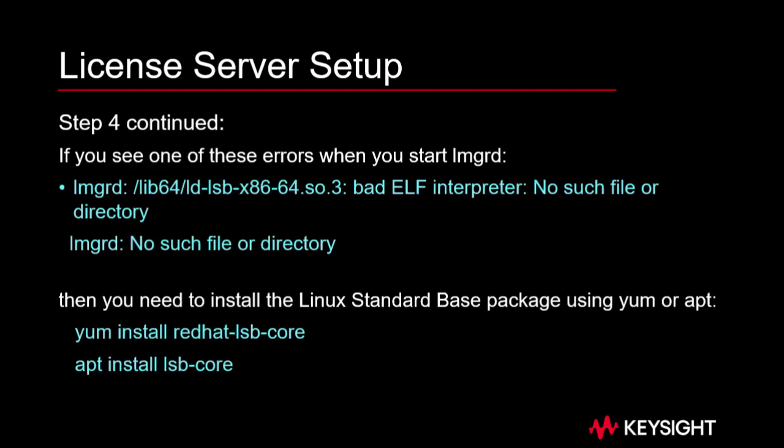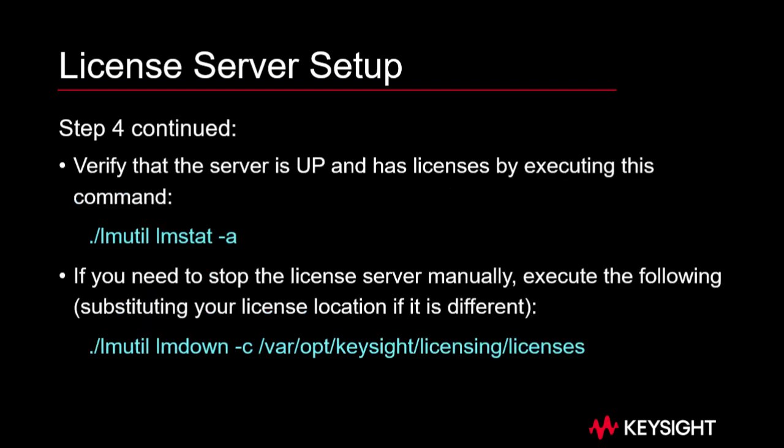If you see one of these errors when you start LMGRD, then you need to install the Linux Standard Base package using yum or apt. Verify that the server is up and has licenses by executing this command, ./lmutil lmstat -a. If you need to stop the license server manually, execute the following command, substituting your license location if it is different.